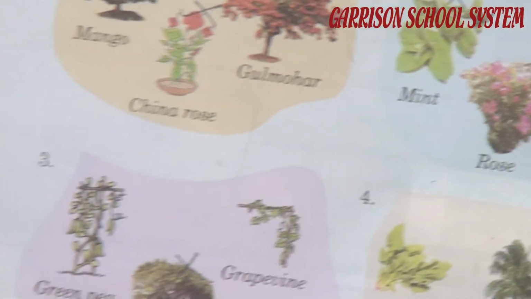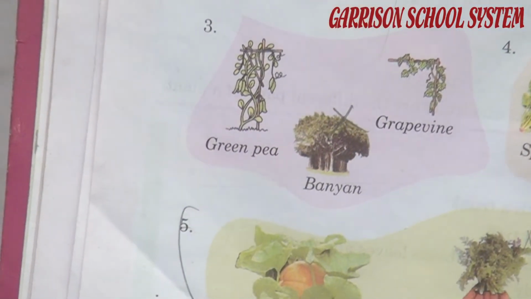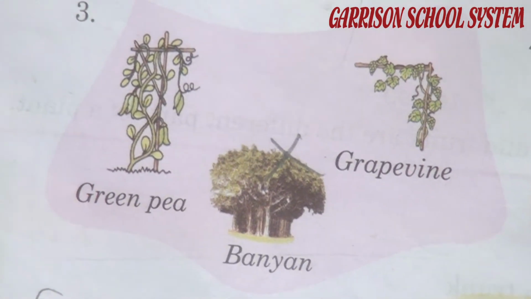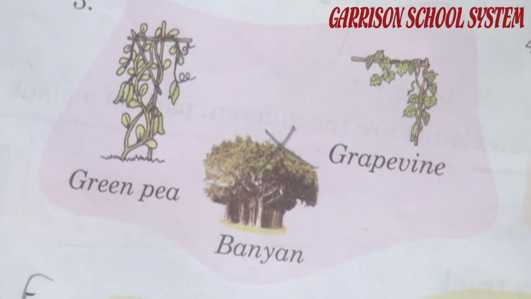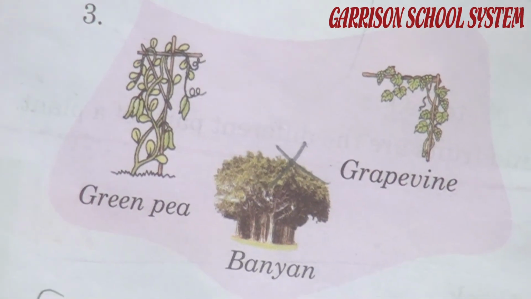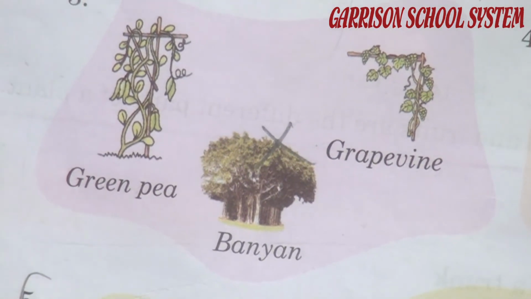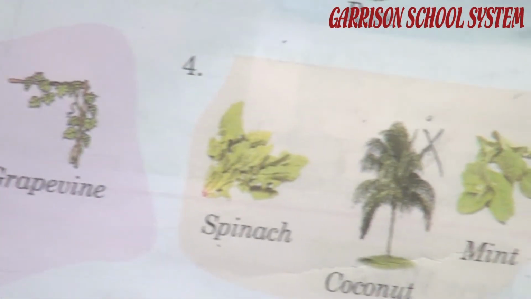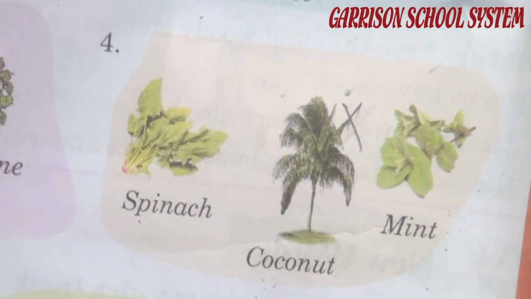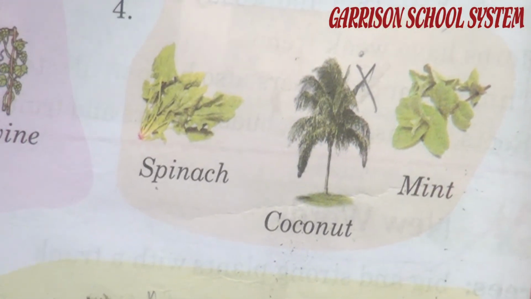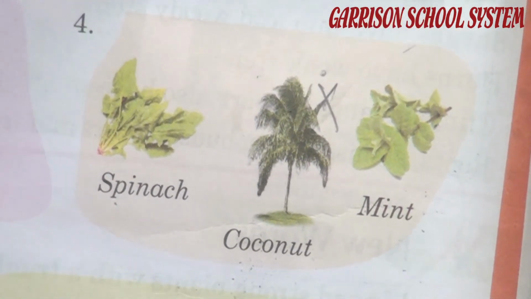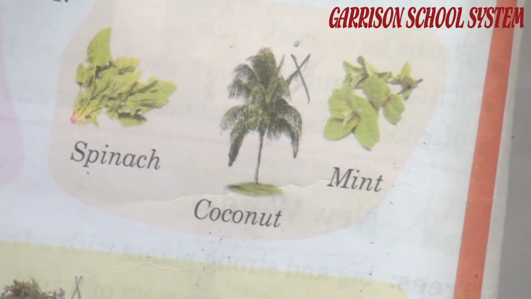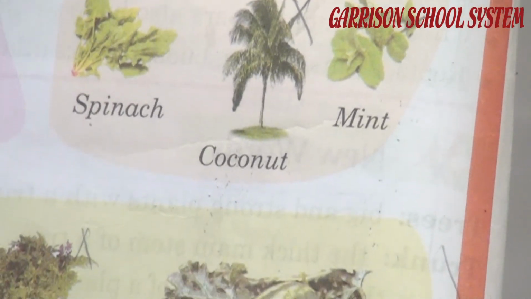Number 3, green pea, banyan tree and grapevine. The green pea and the grapevine are herbs and the banyan is a tree. So you have to put a cross on the tree. In the number 4, there is spinach, coconut tree and the mint. You have to cross the coconut plant because it is a tree and the spinach and mint are the herbs. You have to cross on the coconut tree.